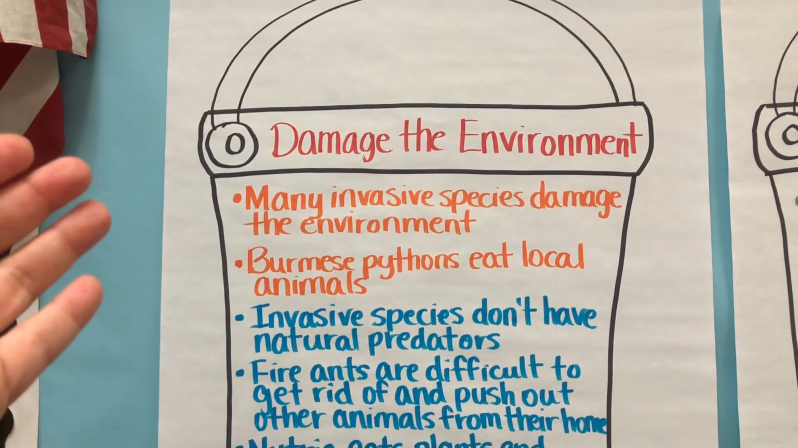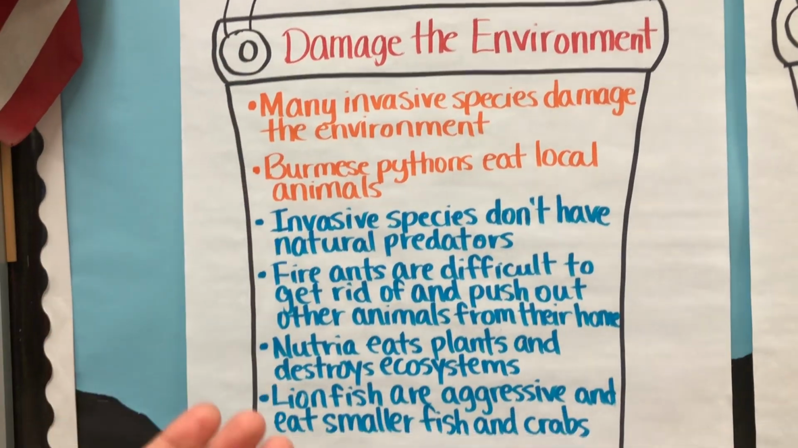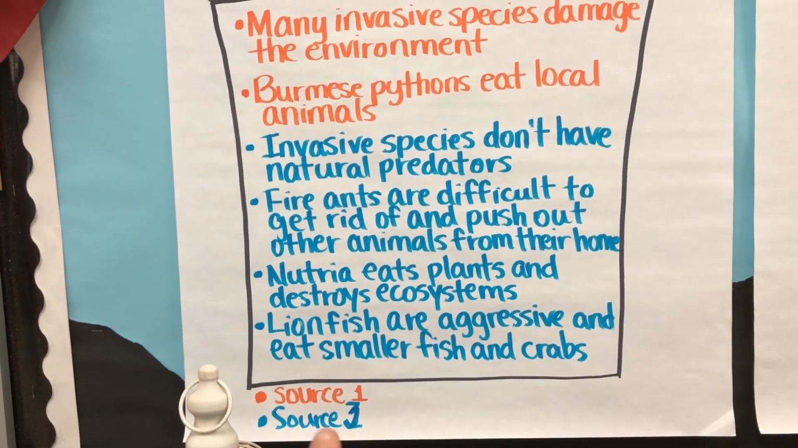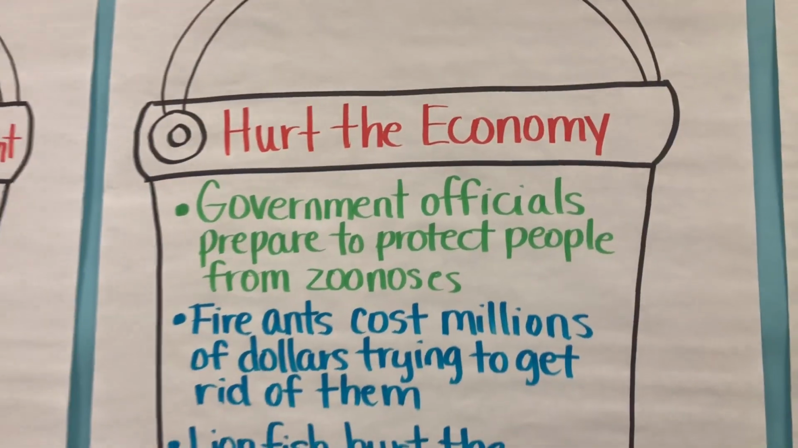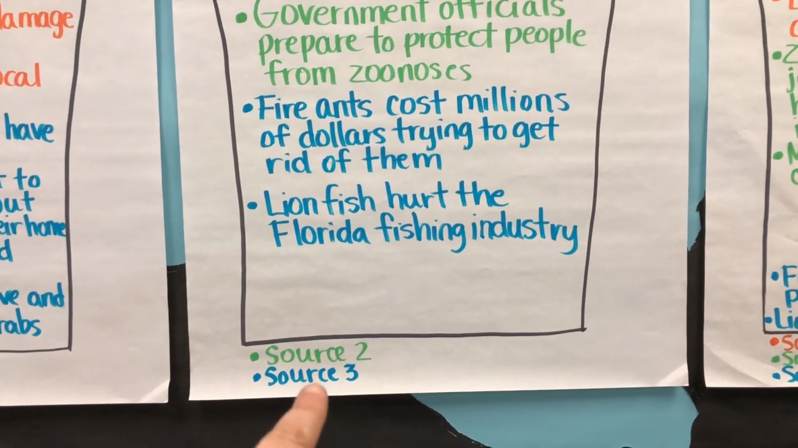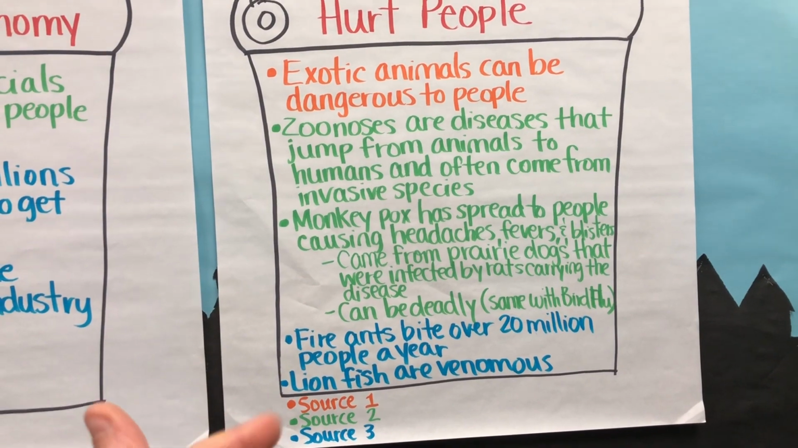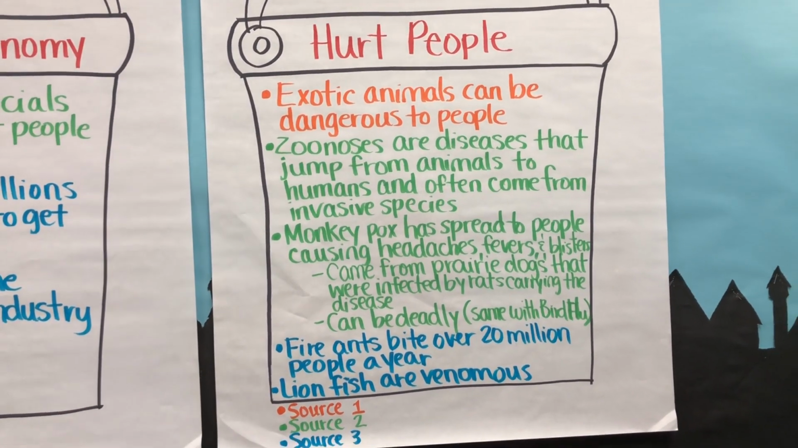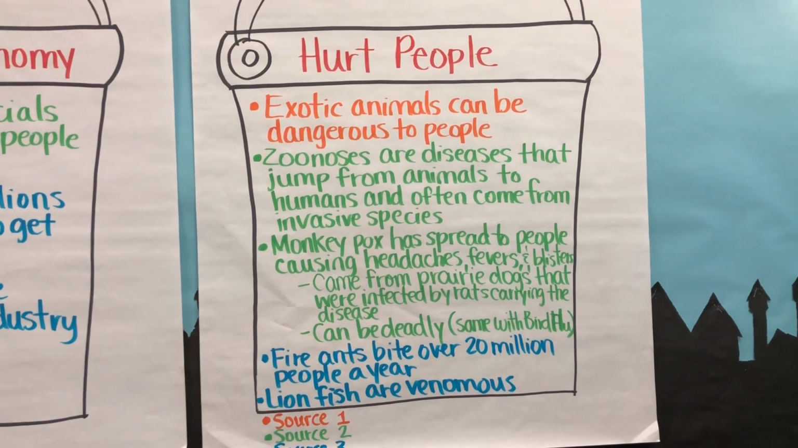So here's the one that I did yesterday, but yesterday I showed you the sticky notes. So this time I actually wrote out the evidence and I color coded it based on the sources. So here is the other one that the students wanted to work on today, Hurt the Economy. So we did it and did the little color coding here. And Hurt People, which is a very full bucket. All 3 sources mentioned one way or another how invasive species hurt people. So this is a good body paragraph to write to.